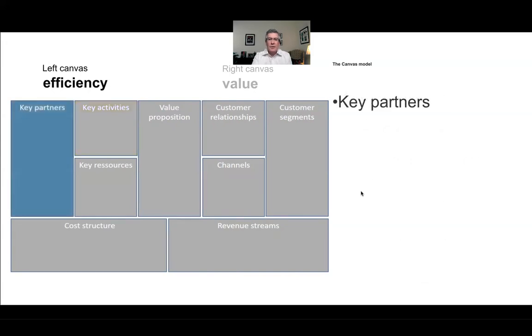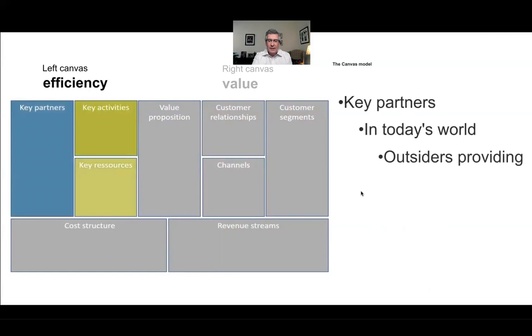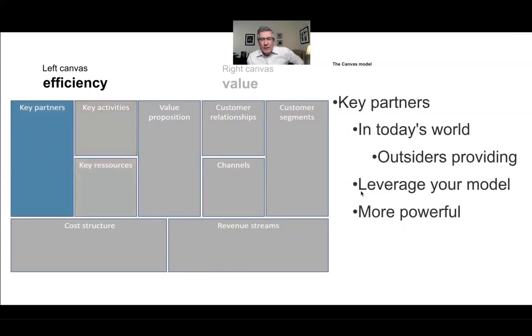The key partners are absolutely critical today. What it does is, this basically enhances you. It basically takes everything that you're doing and allows you to do more than if it was just you doing it. So the outsourcing piece is critical.